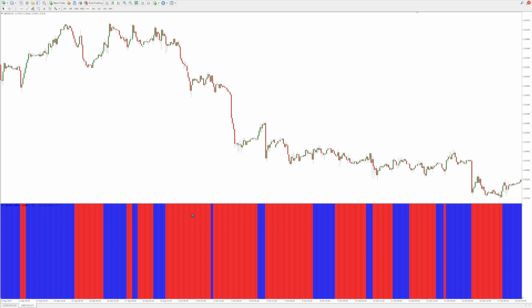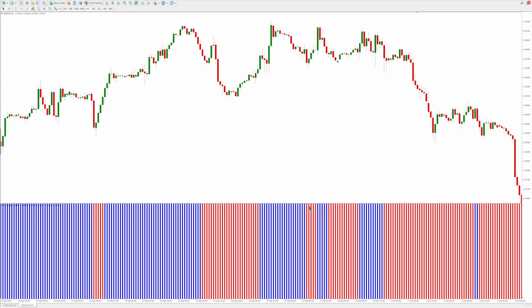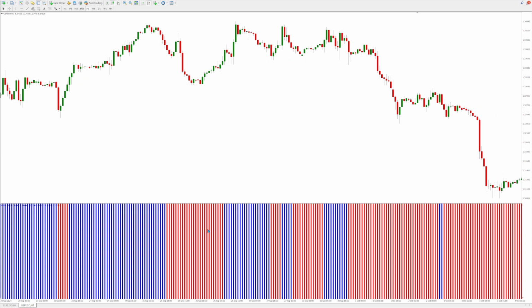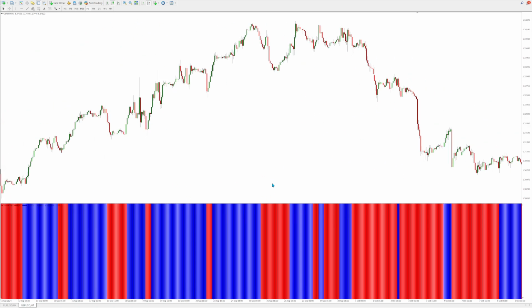So that can be a good way to keep you out of choppy markets when you see a situation perhaps like this one where it's just changing from one color to the other. That's not great on the eyes, but basically shows us a choppy market. So unless you're range trading, I'd want to avoid such a scenario.